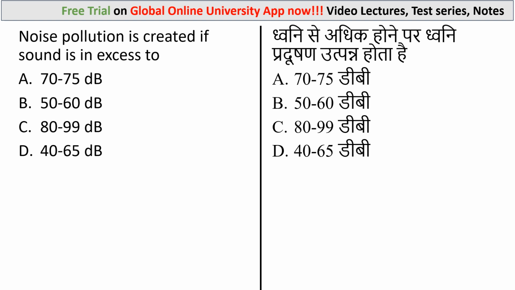As per Section 2 clause A of the Air Prevention and Control of Pollution Act 1981, noise is included in the definition of pollutant. Noise Pollution Control and Regulation Rules 2000 were formed under the Environment Protection Act 1986. The frequency range between 20 to 20,000 Hz is the audible range for the human ear. A firecracker generally generates about 125 dB of noise. The correct answer for this question is option number C. Noise pollution is created if a sound exceeds 80 to 99 dB.